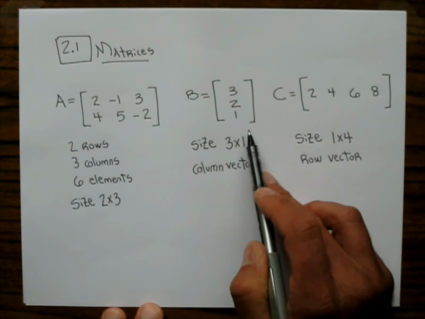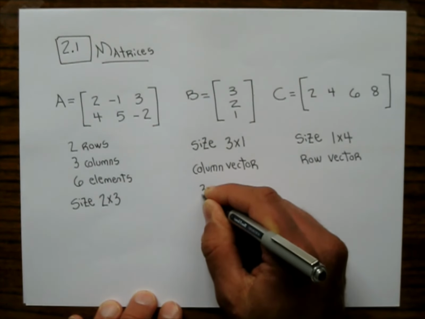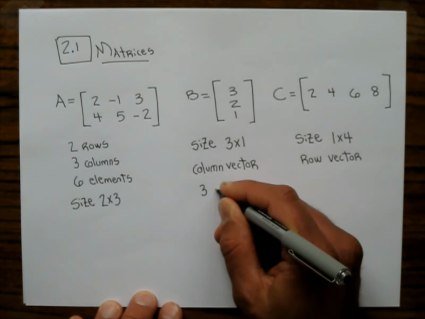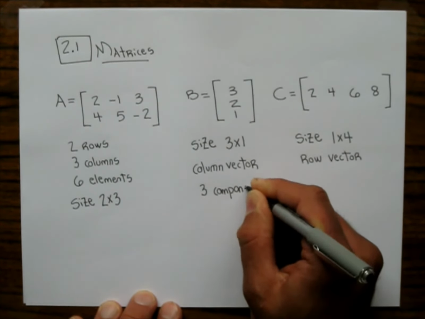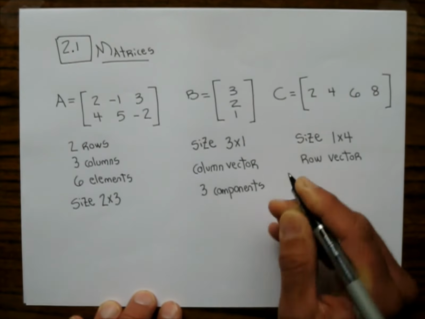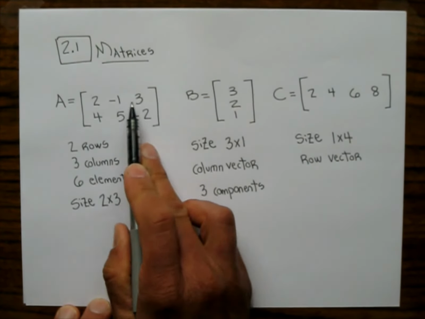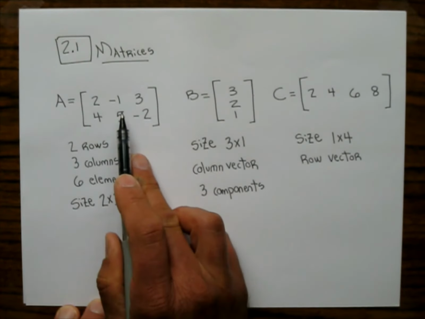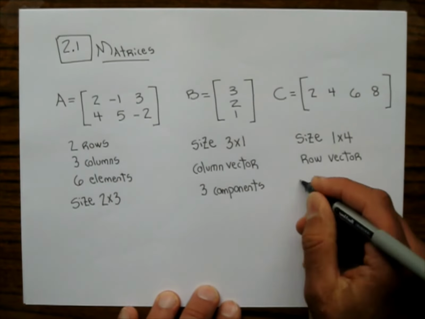How many elements are in this matrix? There are 3 elements. So we can say 3 elements, or the new word that we've learned, 3 components. So you can say 3 components or 3 elements. Of course, we're not going to call these 6 elements components because this is not a vector here. Over here, this row vector has 4 components.